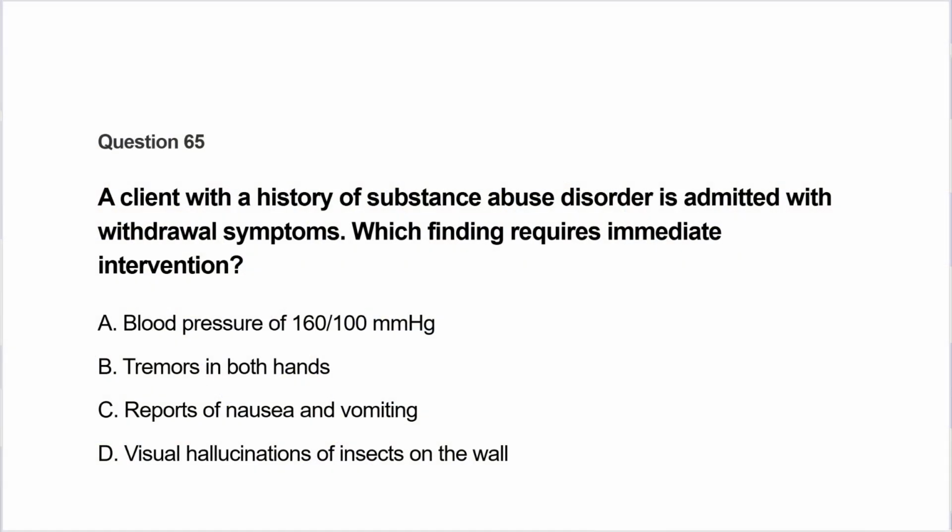65. A client with a history of substance abuse disorder is admitted with withdrawal symptoms. Which finding requires immediate intervention? A. Blood pressure of 160 over 100 millimeters. B. Tremors in both hands. C. Reports of nausea and vomiting. D. Visual hallucinations of insects on the wall.